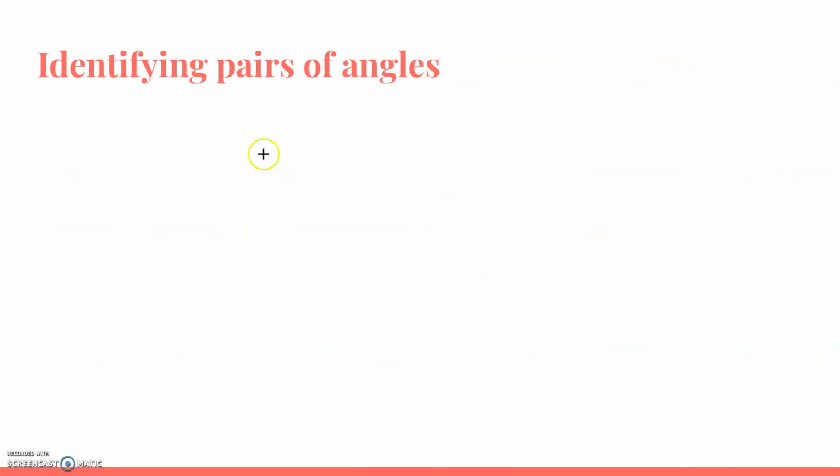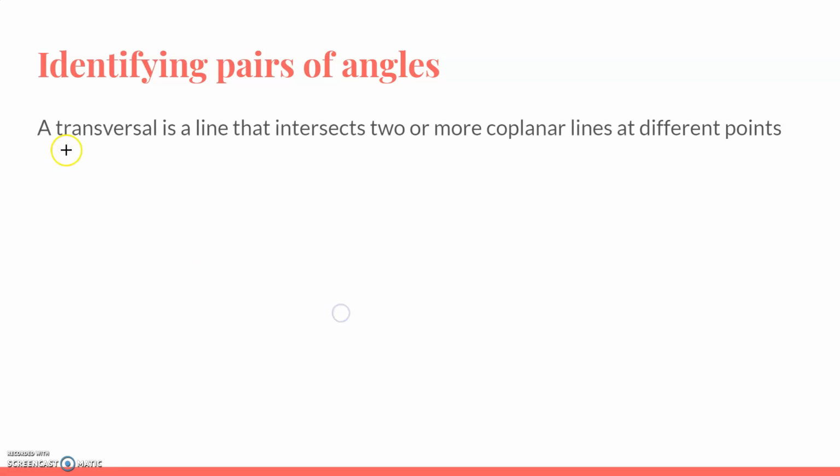Alright, so next, identifying pairs of angles. A transversal is a line that intersects two or more coplanar lines at different points. So, angles formed by transversals. There are four different types, and we're going to learn about them right now.